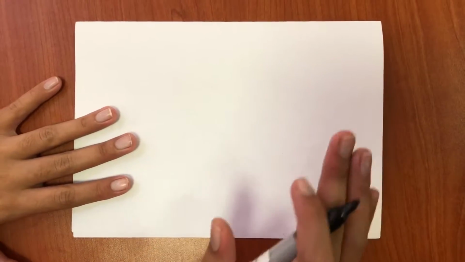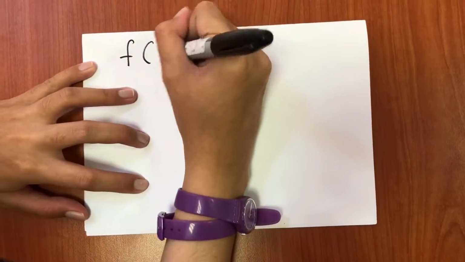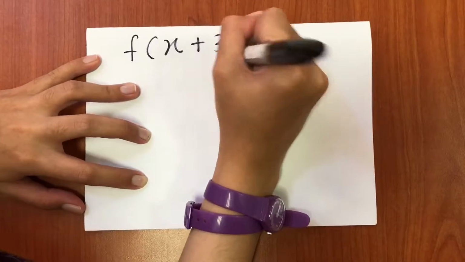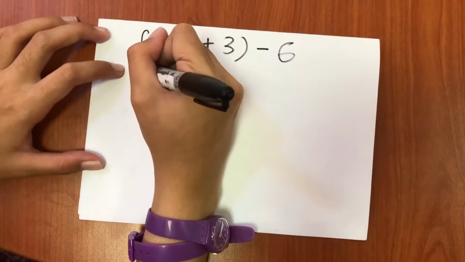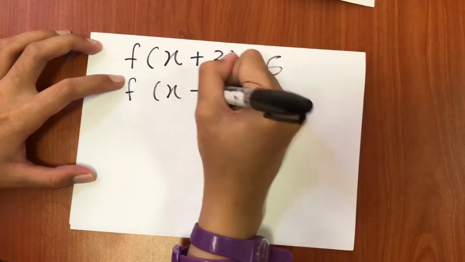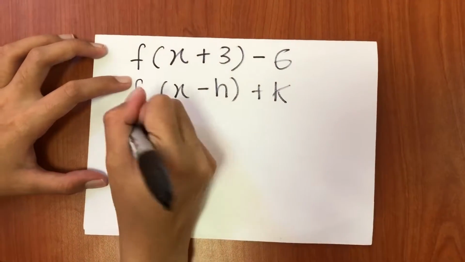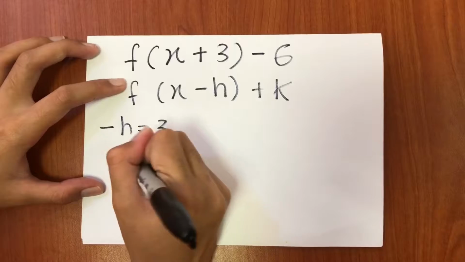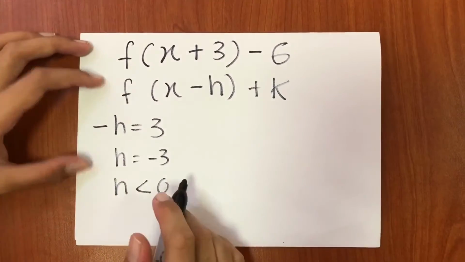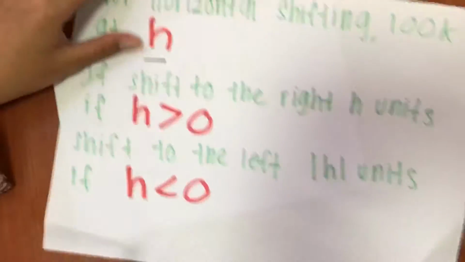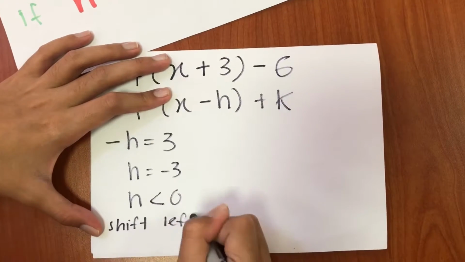So, let me show you an example of how the shifting occurs. f of x plus 3, minus 6. The general form is f of x minus h, plus k. As you all know, negative h equals 3, so h is negative 3. h is lesser than 0. If it's lesser than 0, it means it shifts to the left. Shift left 3 units.